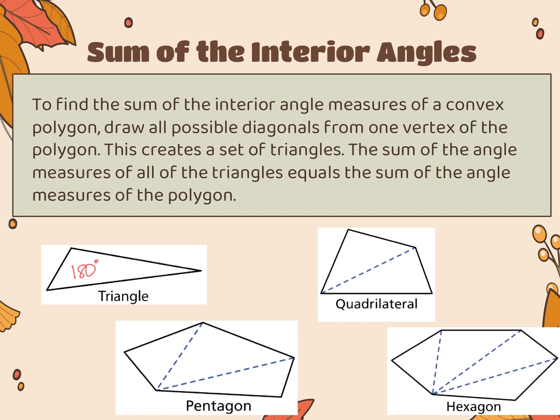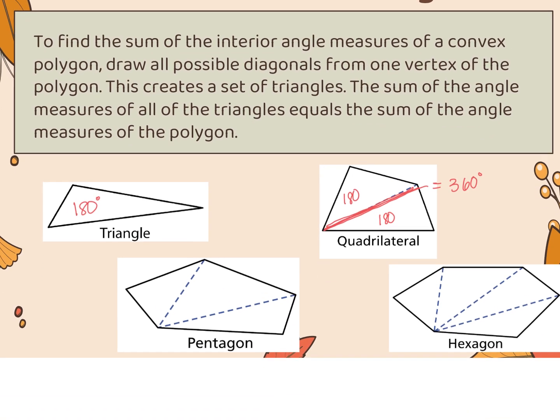So what does that mean? Looking at the quadrilateral that's given right here, if I were to draw my diagonal line right here, I just split it into 2 triangles. So to find the measure of the interior angles of my quadrilateral, I have 180 and 180, which gives me a total of 360 degrees. So the interior measure of my quadrilateral is 360 degrees.